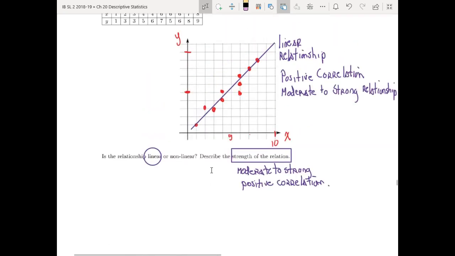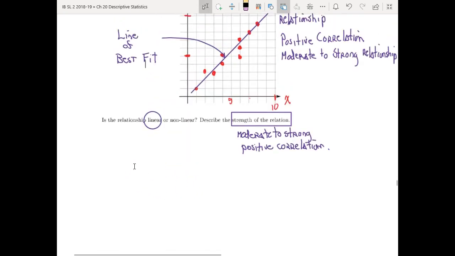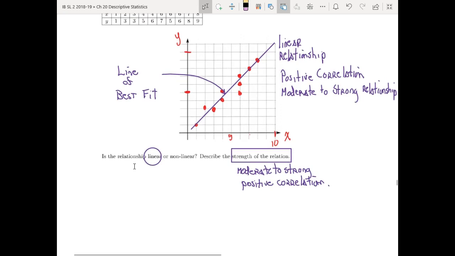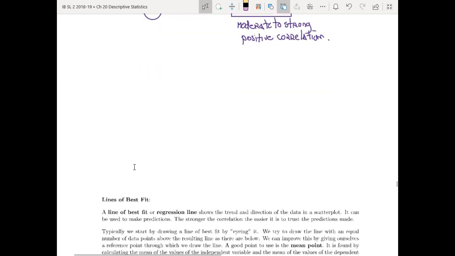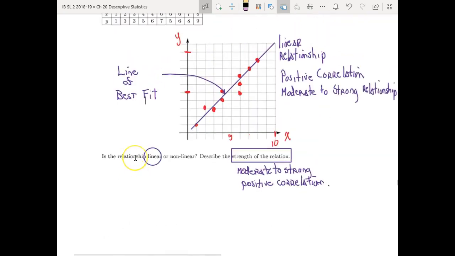Okay, all right, now these lines that we're drawing, guys, that's referred to as a line of best fit. And initially, you're just eyeballing it. But yes, there's a way to calculate one. Now this line of best fit is also referred to as a regression line.